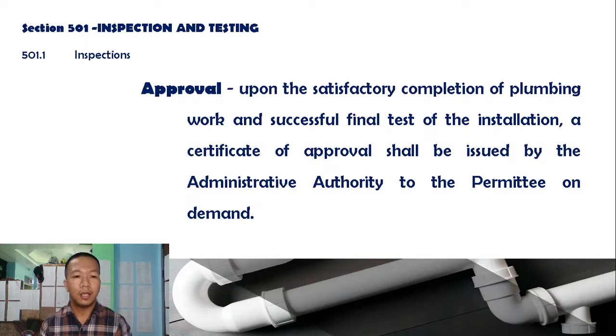Let's go to the approval. Upon the satisfactory completion of plumbing work and successful final test of the installation, a certificate of approval shall be issued by the administrative authority to the permittee on demand. So after the work is satisfactory and approved by the administrative authority, he will then give a certificate of approval to the permittee on demand.